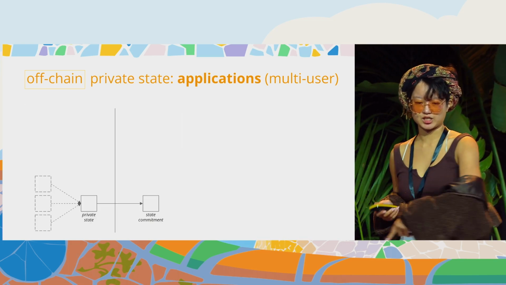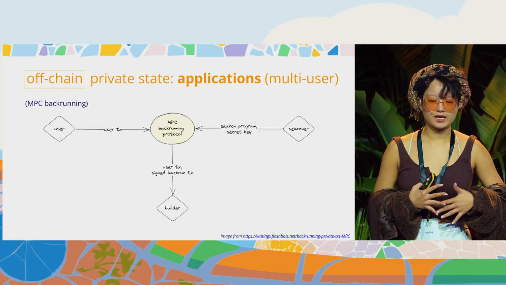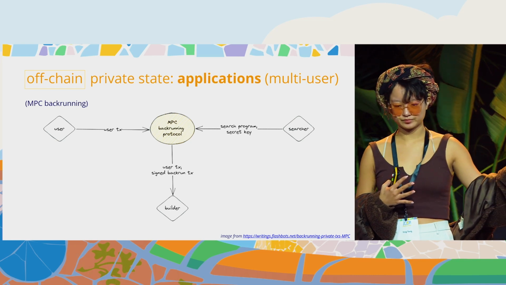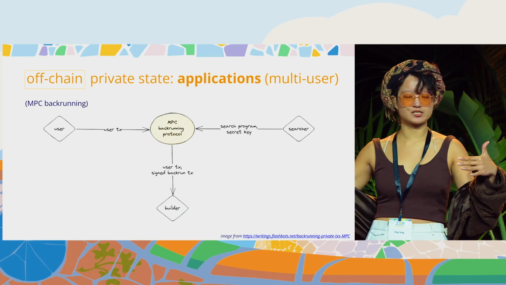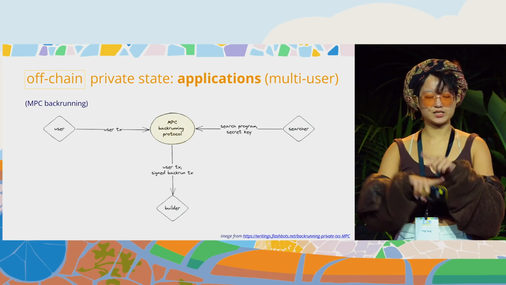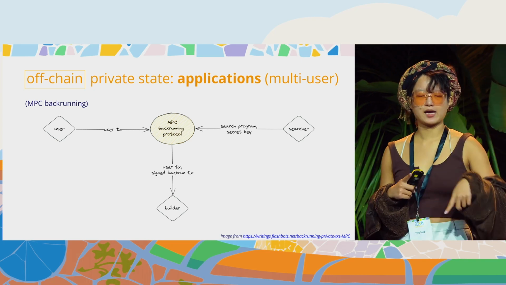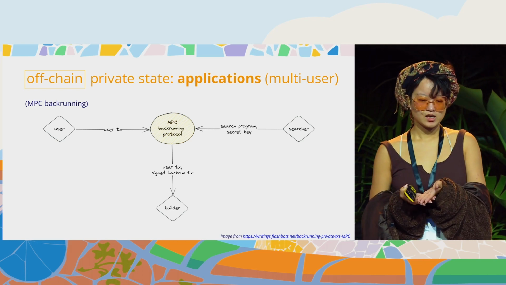that transaction on-chain. So Flashbots did this experiment whereby they had a user submit some confidential transaction, and they had a searcher submit a confidential search algorithm, and they jointly computed a back-running transaction using an MPC protocol.